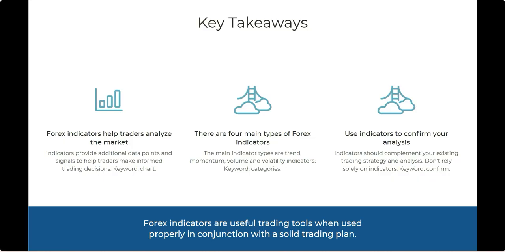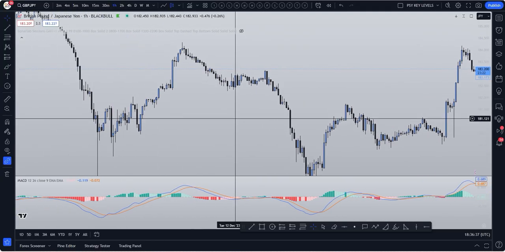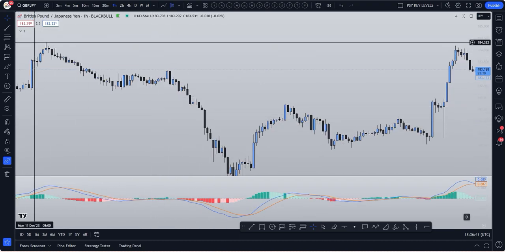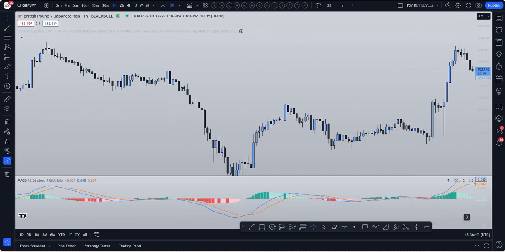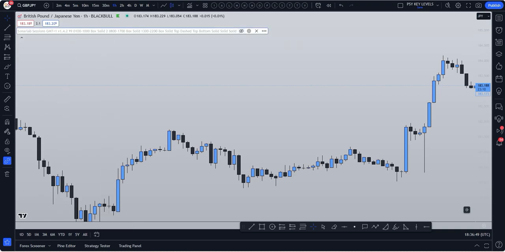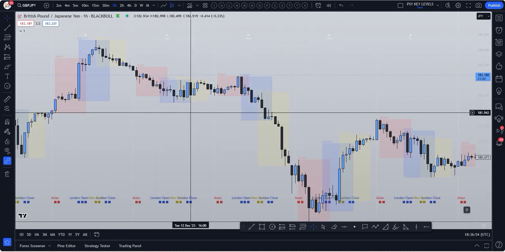So I mean, me personally, I don't use any indicators. I have pulled out some for examples. Okay, so this obviously is the MACD. Now I don't use this because it's a lagging indicator. I only use one indicator, guys, and it's this one here. That's it.